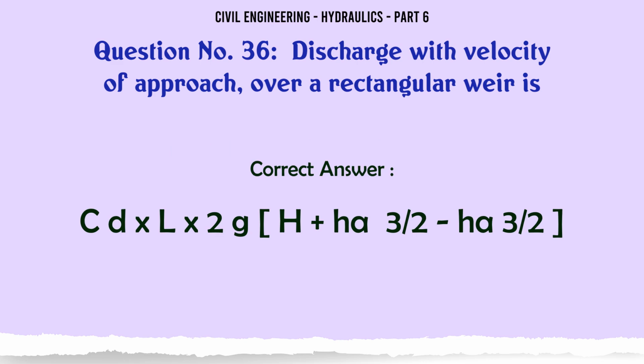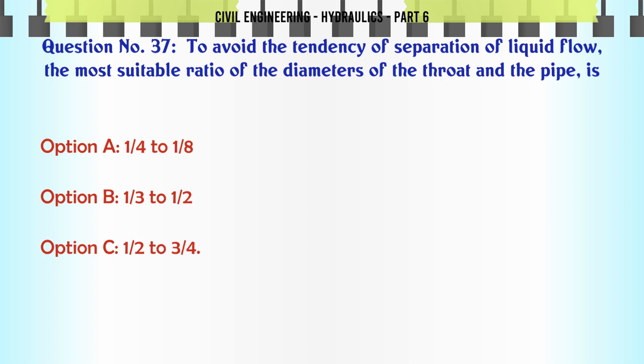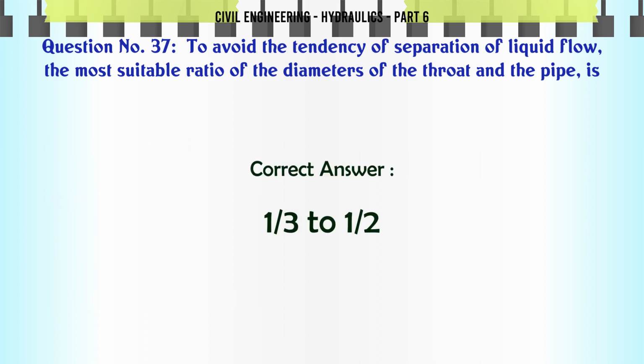To avoid the tendency of separation of liquid flow, the most suitable ratio of the diameters of the throat and the pipe is A. 1:4 to 1:8, B. 1:3 to 1:2, C. 1:2 to 3:4, D. none of these. The correct answer is 1:3 to 1:2.